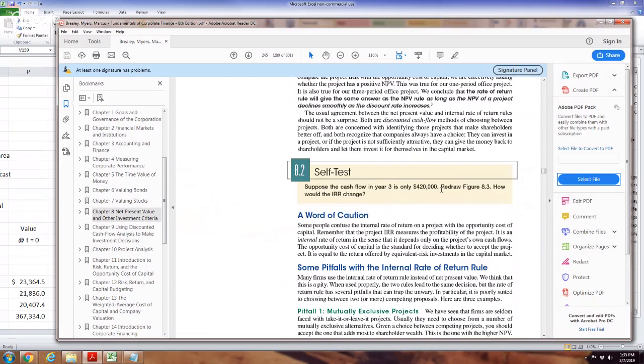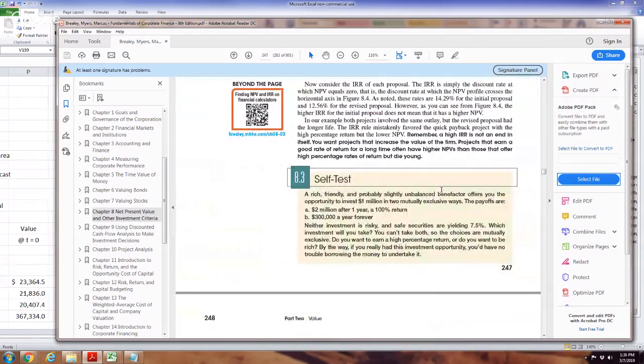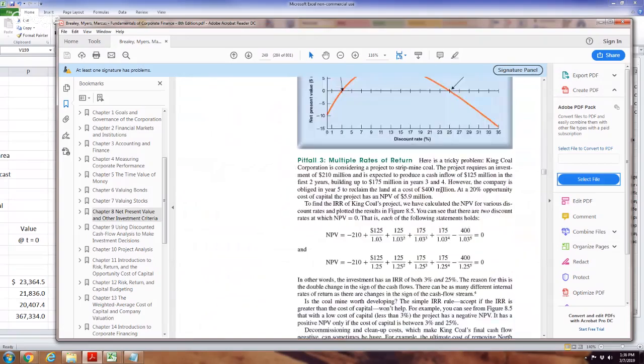My hard copies are the 9th edition, and there are little differences. We did the stock valuation chapter in one of my other classes, and there were slight changes in the textbook. But here, the self-test says we're changing year 3 to 420. You're still getting the 25, but you're not selling out at 450 anymore. It's selling out at a lower number. That's really what's happening.